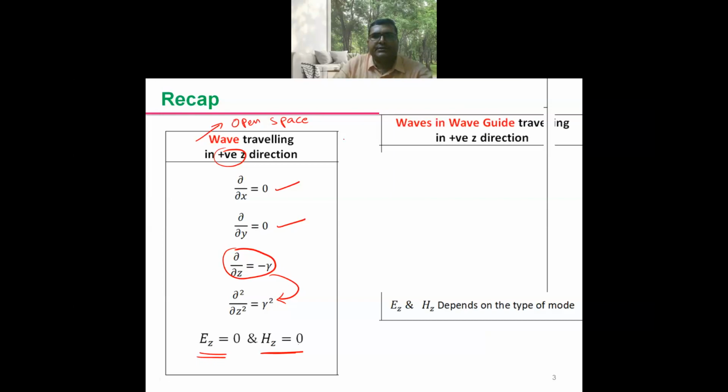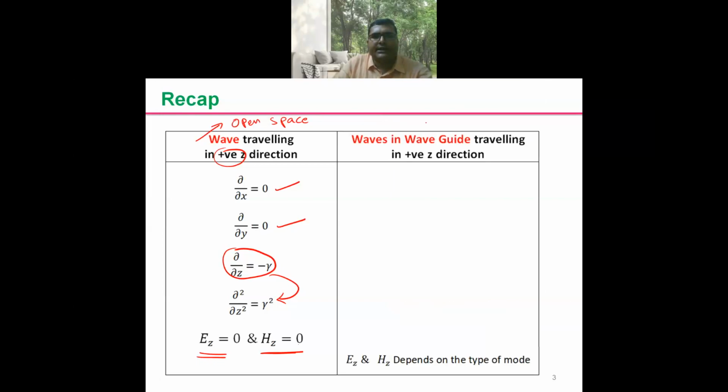Now, the notation for wave traveling inside the waveguide. For the wave traveling inside the waveguide, Ez and Hz depend on the type of mode. If it is a TM mode, then Hz is equal to 0. If it is a TE mode, Ez is equal to 0. And for TEM mode, Ez equal to 0 and Hz equal to 0.